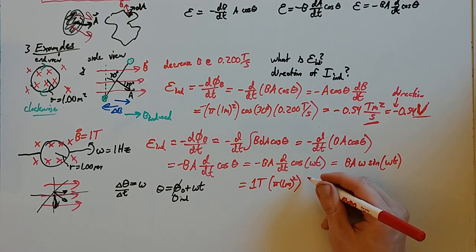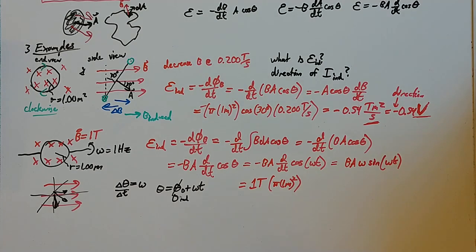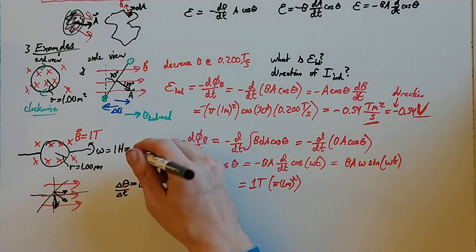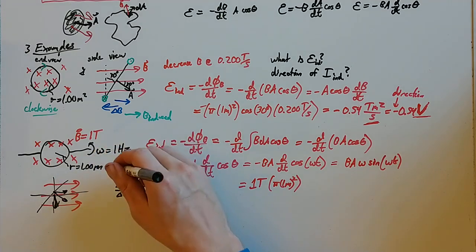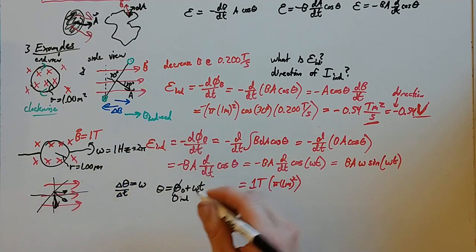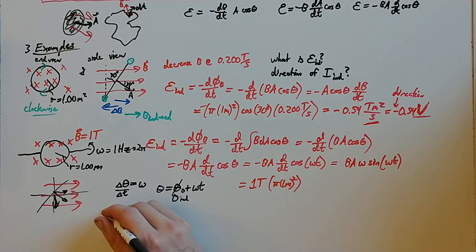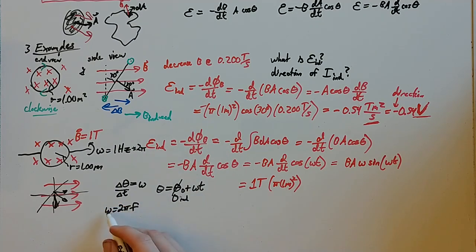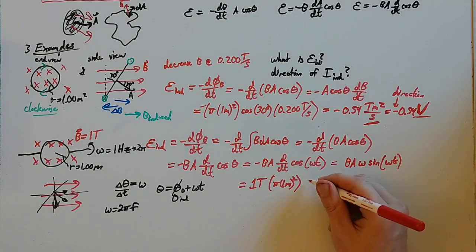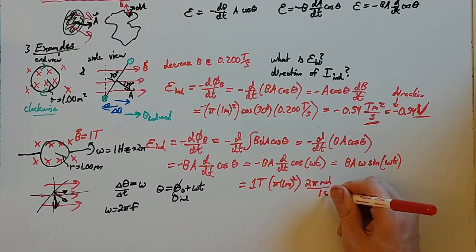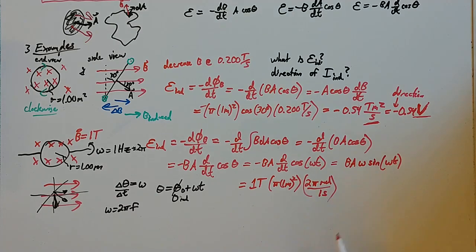Omega, that's 1 hertz, and 1 hertz is actually the frequency. So I should be careful. Omega is radians per second, while hertz is just cycles per second. So I have to multiply that by 2 pi. Remember, omega is 2 pi times frequency, cycles per second to radians per second. We need to factor in a 2 pi. So omega means we go through 2 pi radians every 1 second. That's what 1 hertz means.